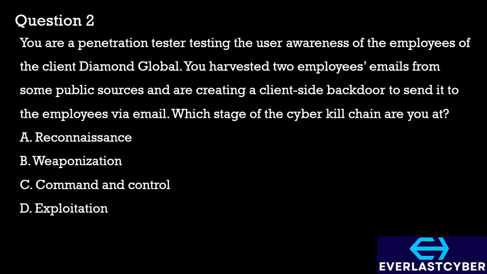Now let's take a look at the other options. Command and control. After the weapon is delivered and the exploit is executed, the attacker establishes a command and control channel to maintain communication with the compromised system. This stage comes after a successful exploitation. In the exploitation phase, the attacker takes advantage of a vulnerability such as a malicious attachment being opened to execute their backdoor or payload on the victim's system. But the exploitation stage happens after the weaponization and the delivery process.